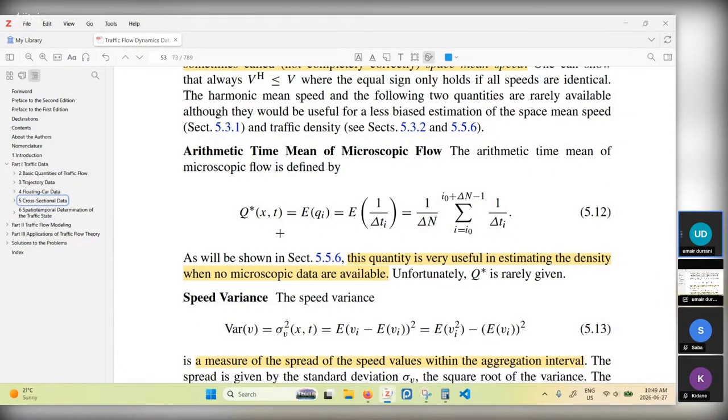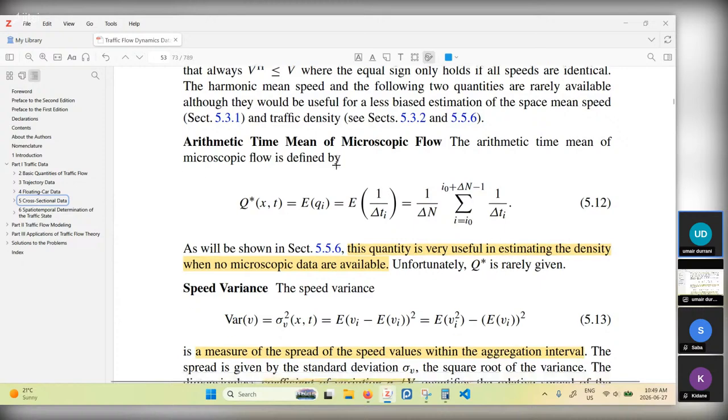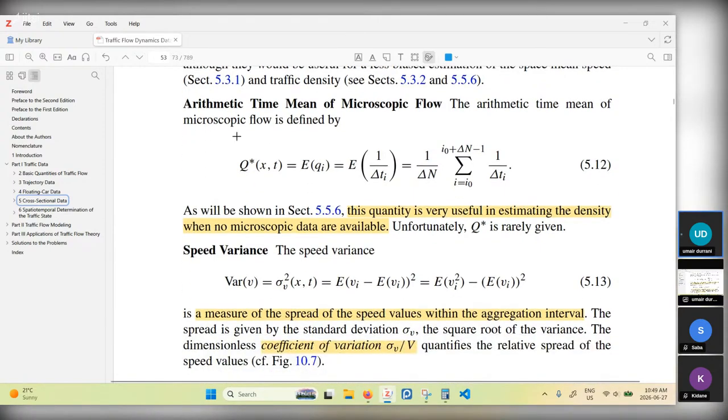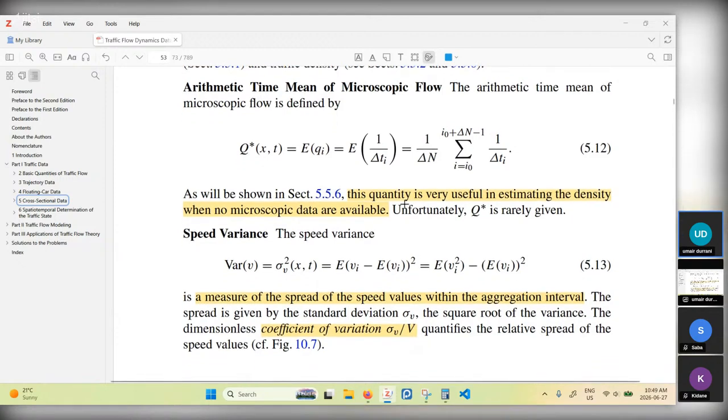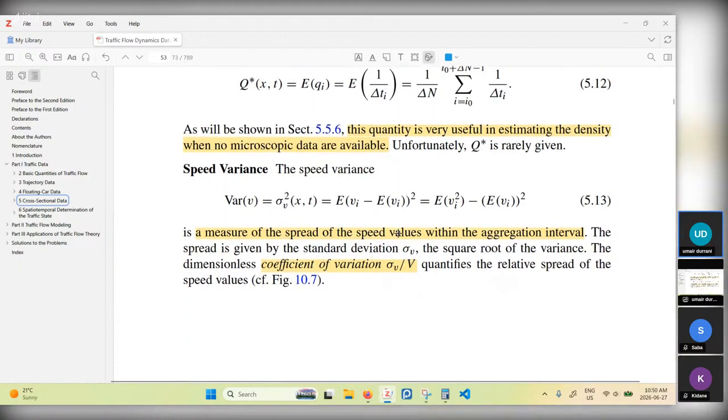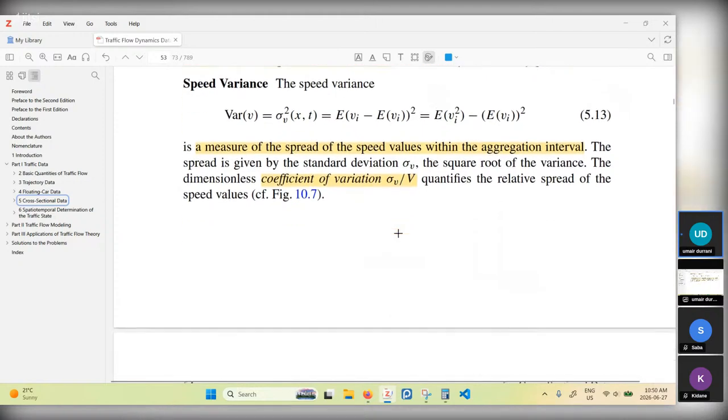So remember, the aggregated microscopic flow is not equal to traffic flow. It is equal to the arithmetic time mean of microscopic flow. So these are different things. That's why this is Q star, and the original quantity that we have discussed so far, that is traffic flow, Q. Here it says, unfortunately, Q star is rarely given, but it is very useful in estimating the density when no microscopic data are available, which is typically the case when these data are sent to the traffic control center.